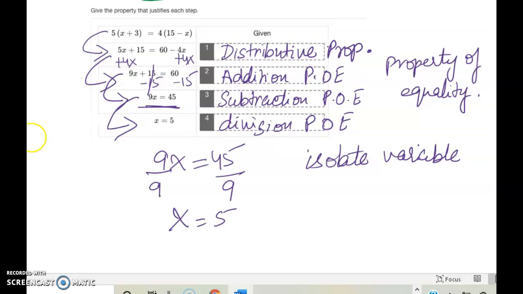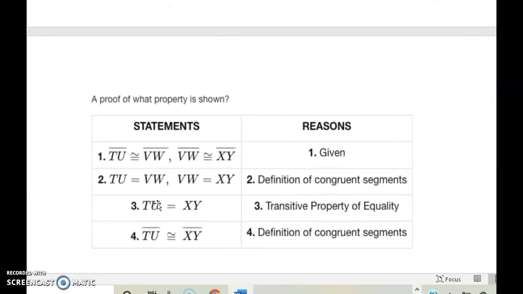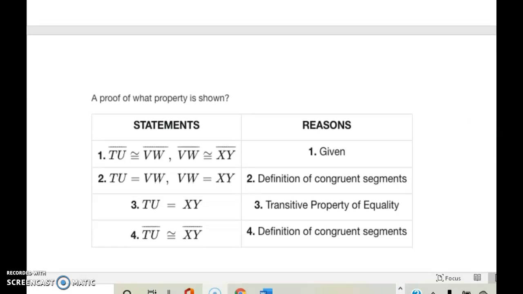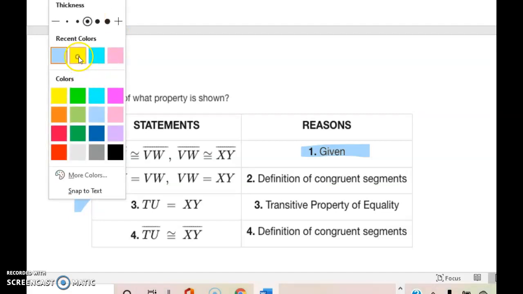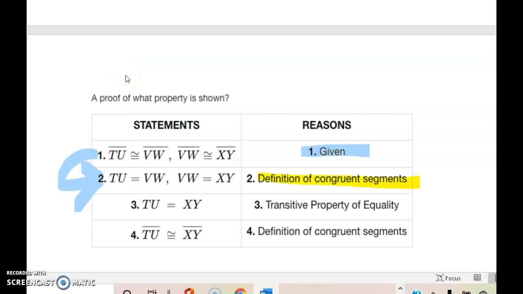Wonderful. Let's try. Okay, now they are asking us to prove what property is shown. Okay, we have to identify what they are trying to prove in this case. First is always given. We are starting with a given statement. Then they changed, see, again, from congruent to equal to sign. Whenever there is a transition from a congruent sign to equal or equal to congruent, the reason will be definition of congruent. Definition of congruent segment.